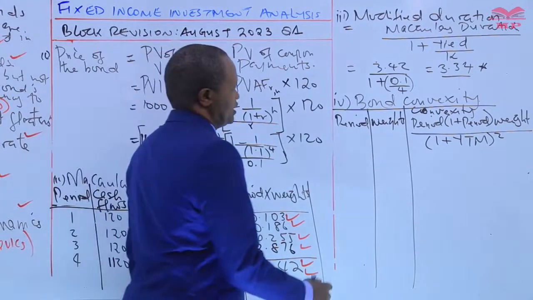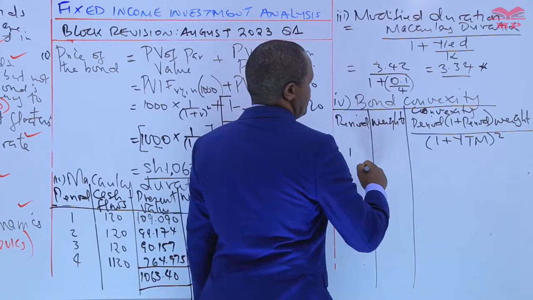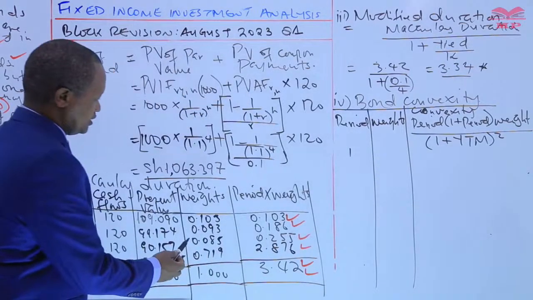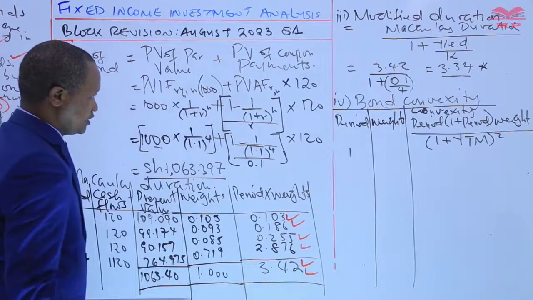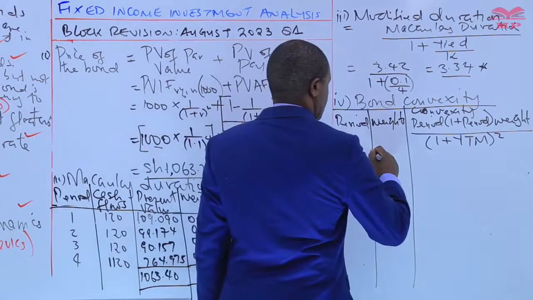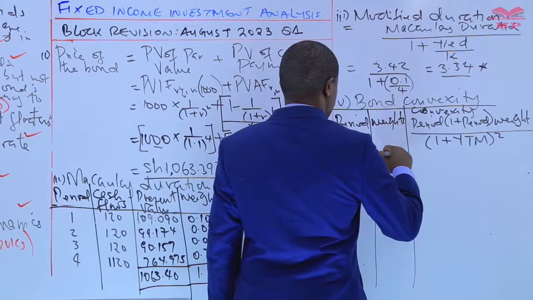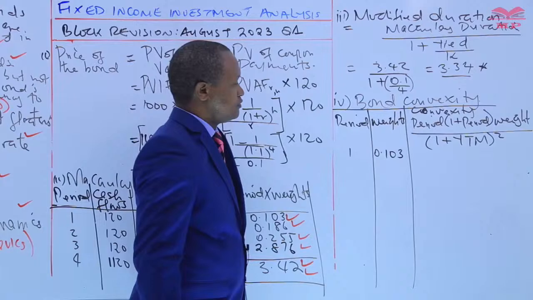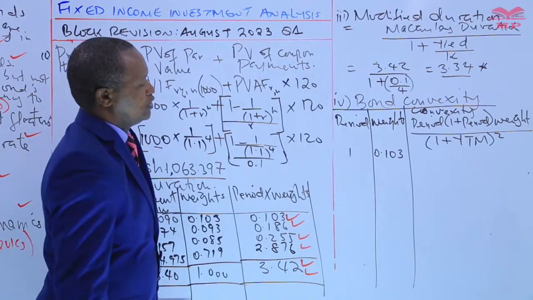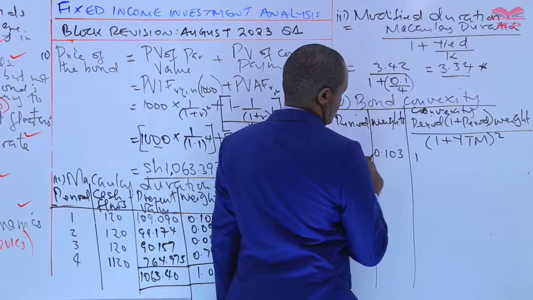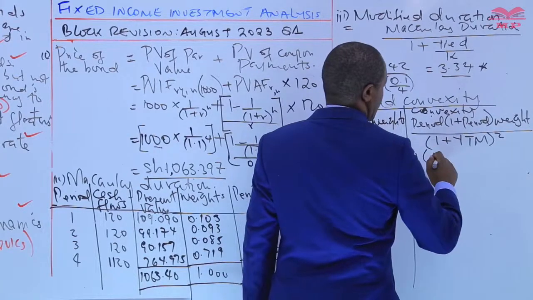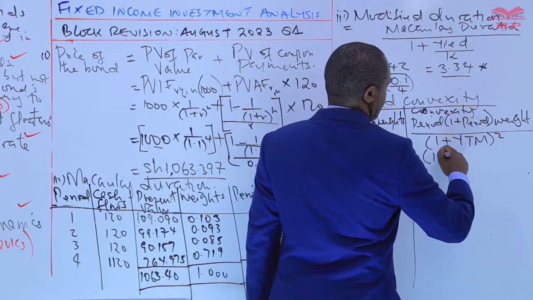We're going to first of all have period 1 here. The weight for period 1 is 0.103. So convexity for period 1 will be the period, which is 1, into 1 plus period 1.